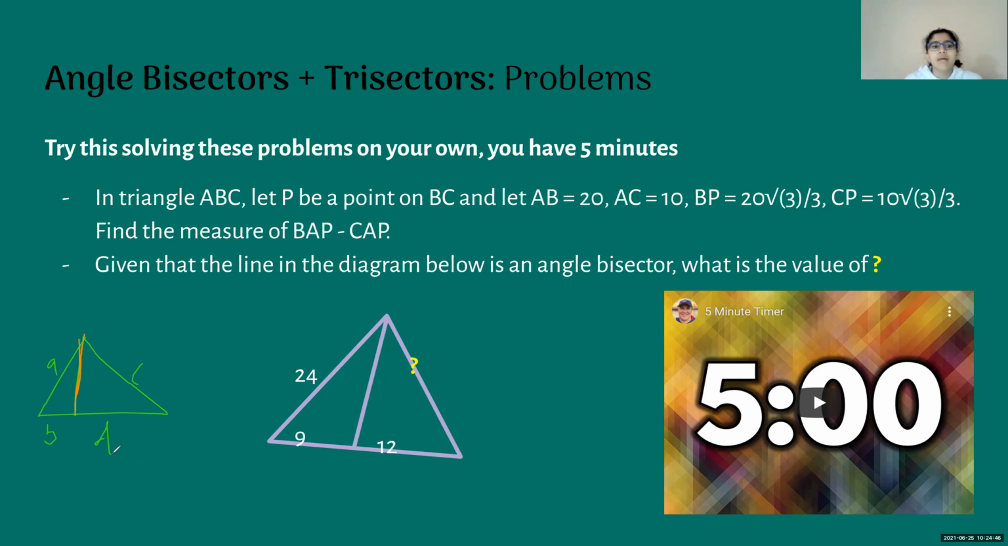So that means that the measure of these two angles that I'm about to draw, the measure of this brown angle is equal to the measure of this brown angle. So what the measure of BAP minus CAP is asking of us is: what is the brown angle minus the other brown angle? Because those brown angles are equal, when they're subtracted from one another, you get 0. So that means the measure of BAP minus.